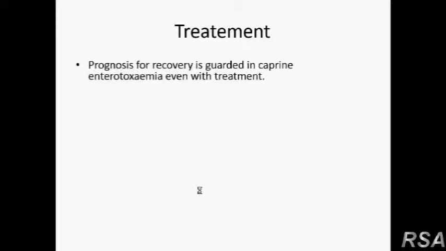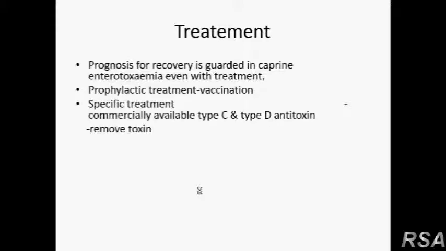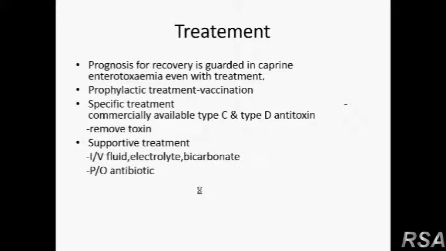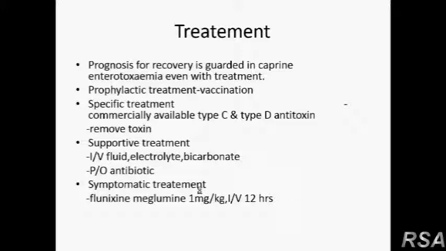Treatment. Prognosis for recovery is guarded in caprine enterotoxaemia, even with treatment. Prophylactic treatment: vaccination. Specific treatment: commercially available type C and type D antitoxins to neutralize toxins. Supportive treatment: IV fluids, electrolytes, bicarbonate, oral antibiotics. Symptomatic treatment: flunixin meglumine, 1 mg per kg, intravenously every 12 hours.